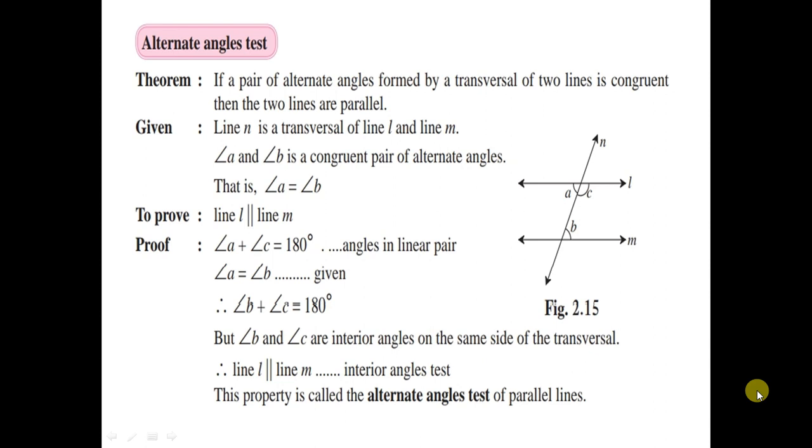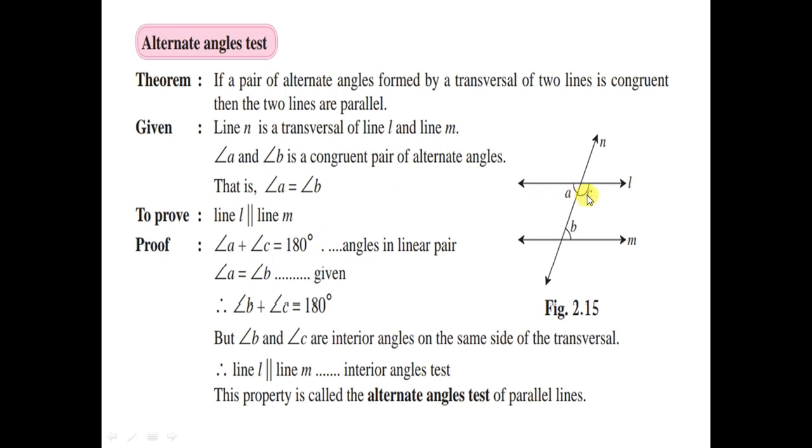Again, it is the inverse of the theorem that we have seen before. If a pair of alternate angles formed by a transversal of two lines is congruent, then the two lines are parallel. That means here we are proving the opposite of what we saw in the alternate angles theorem. So if the alternate angles are congruent, the lines are parallel. Line N is a transversal of lines L and M, which are just two lines, and angle A and angle B are congruent to each other. I have to prove that line L is parallel to line M.